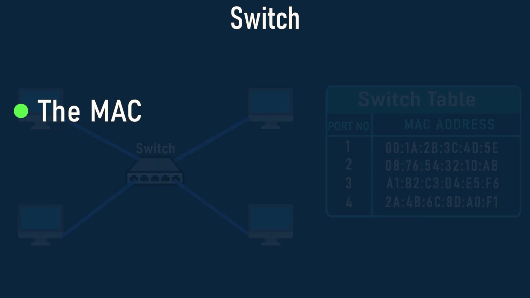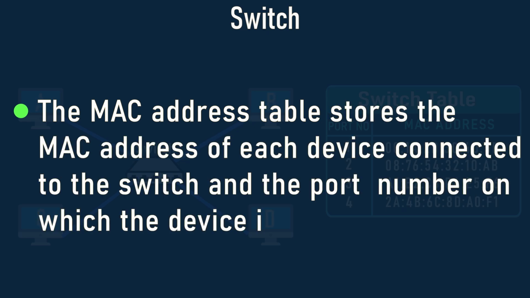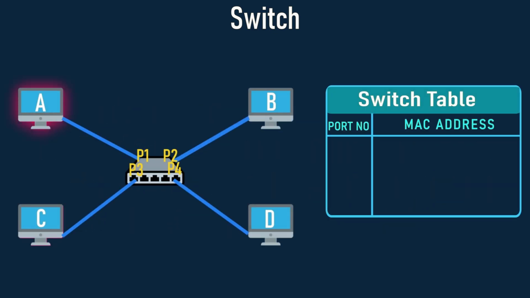The MAC address table stores the MAC address of each device connected to the switch and the port number on which the device is connected. For example, if device A connects to port 1, the switch stores its MAC address in its MAC address table along with the port number to which it is connected. This is how the entry looks like in the table. This means that computer A is connected to port number 1.